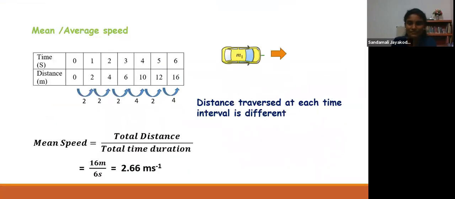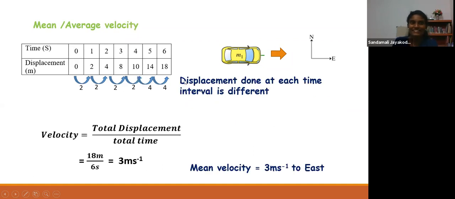Mean speed or average speed. So we got that. We took all the distance and divided by the total time duration. That is the mean or average speed. And then we were discussing mean or average velocity. Here, everything is the same, but it has a direction.